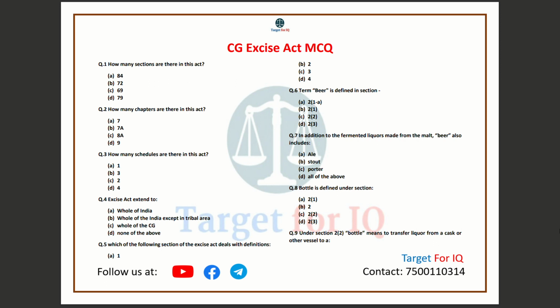Question number 7. In addition to the fermented liquors made from the malt, beer also includes option A ale, option B stout, option C porter and option D all of the above. The correct answer to question number 7 is option D, that is all of the above.